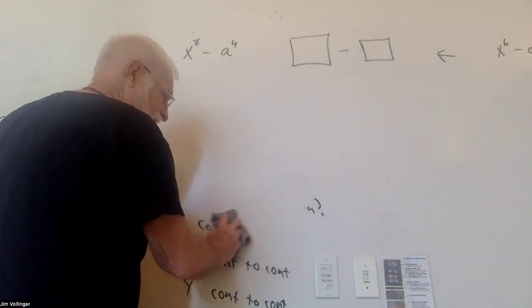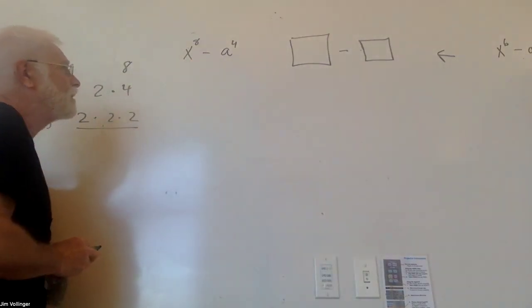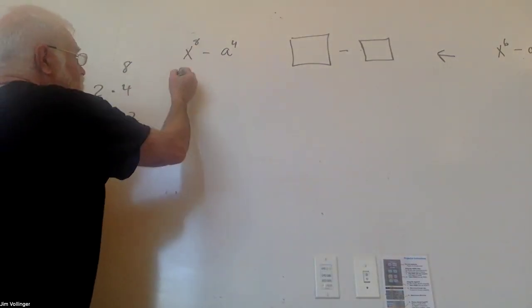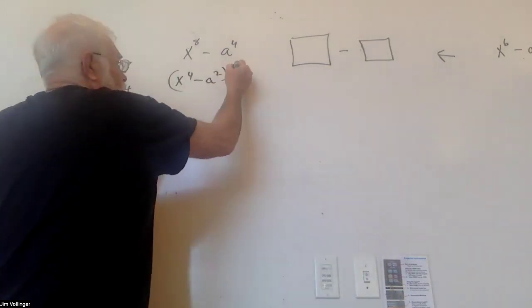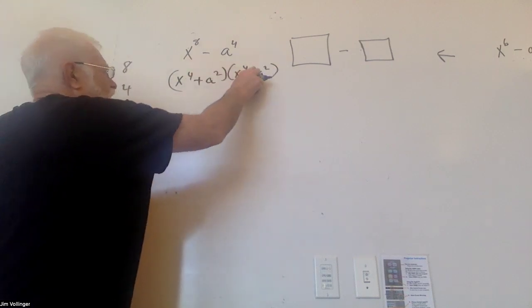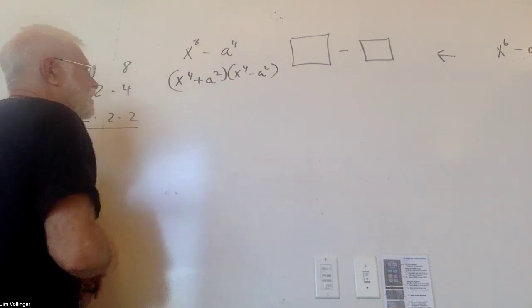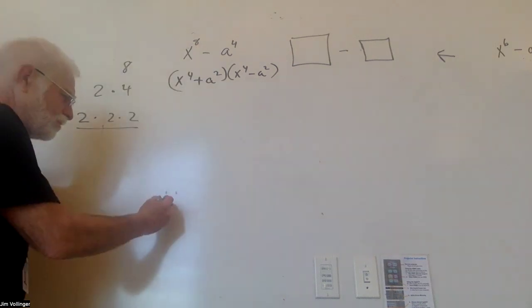So what's common here? Nothing. Okay. But I do see a subtraction, and I do see that x to the 4 minus a squared times x to the 4 plus a squared. I usually say plus then minus. Okay. Well, if I multiply that out, I don't get any middle terms, and I get what's written there. So that's rule 2. I continue.